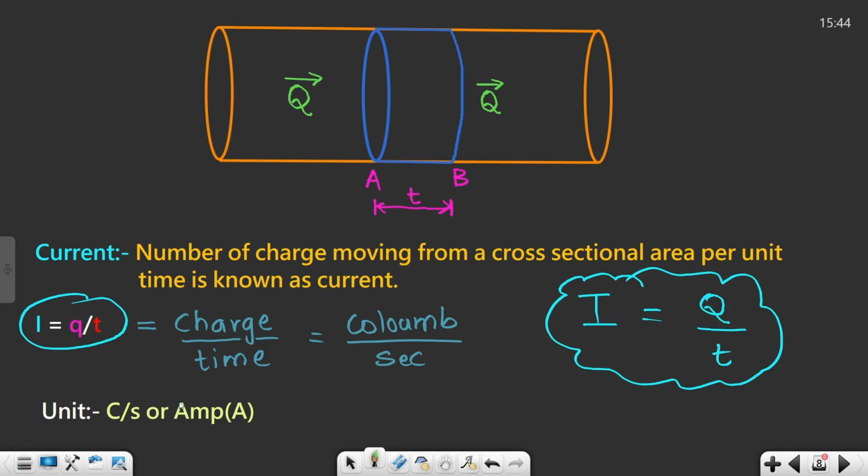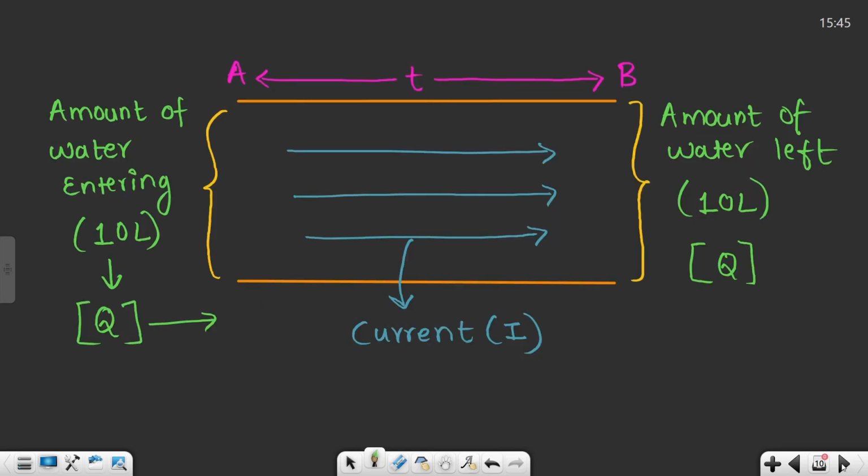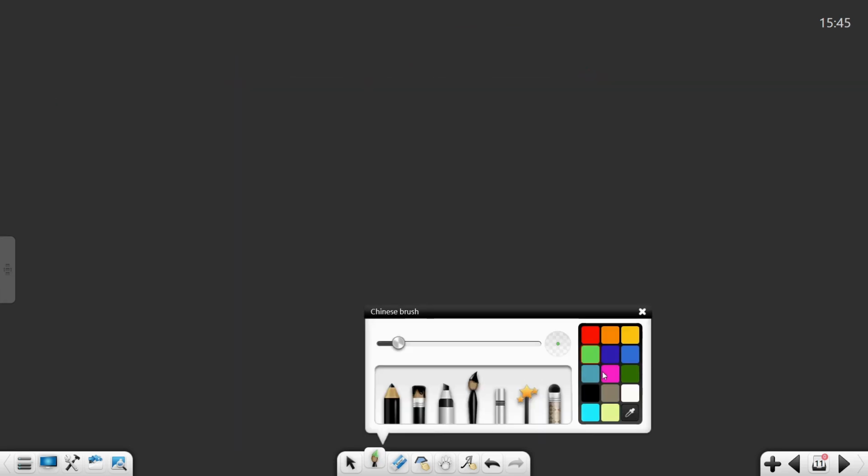The unit is C by S, or mostly we prefer to call it amps or ampere, right? A is nothing but coulombs per second. So next time if you hear this term, let's say in a circuit we say that 1 ampere of current is flowing, what does that mean? 1 coulomb of charge is moving per second through that cross sectional area.